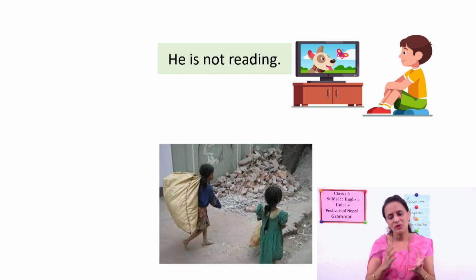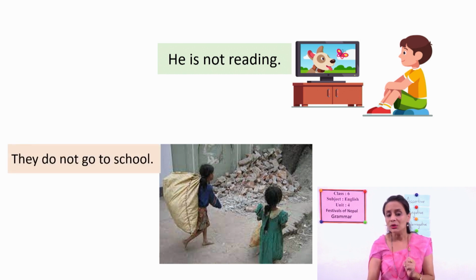Okay, what are the children doing? See, they are carrying sacks along the street. What are they doing? They are carrying sacks. What are they not doing then? They do not go to school. They carry the sacks and walk along the street. Okay, my dear students, I think you have got some idea of negative sentences.